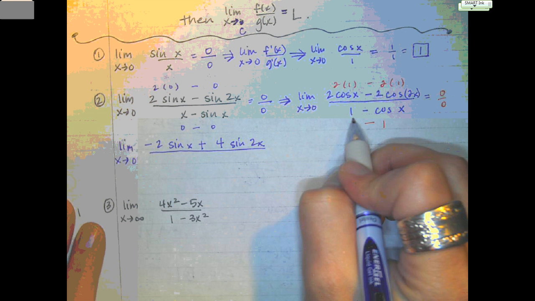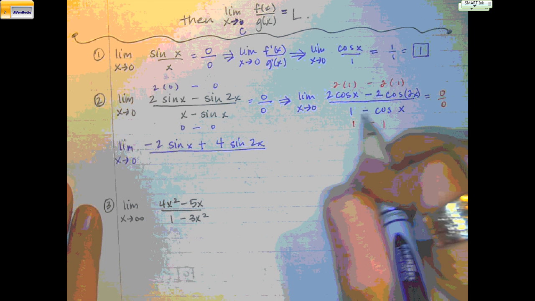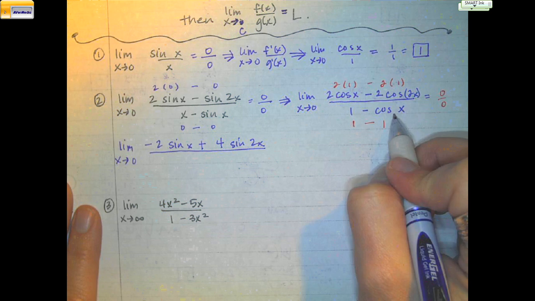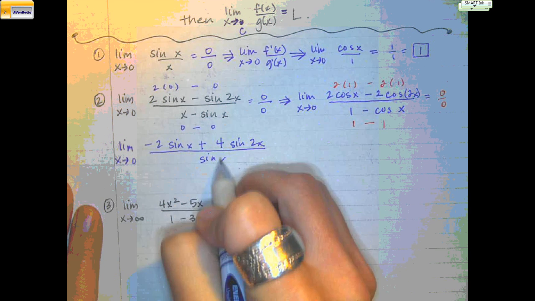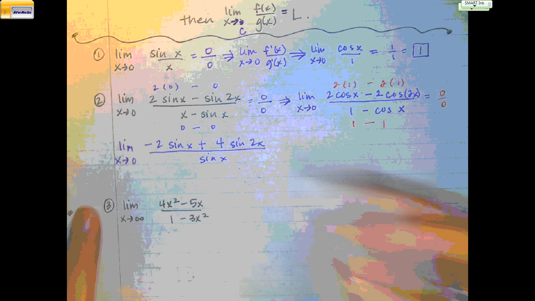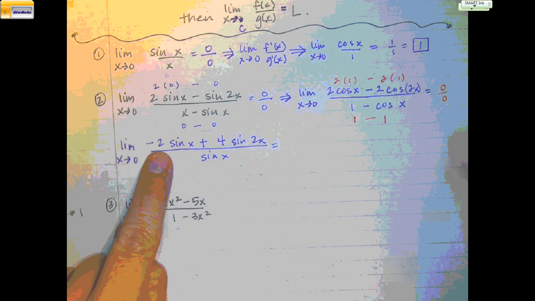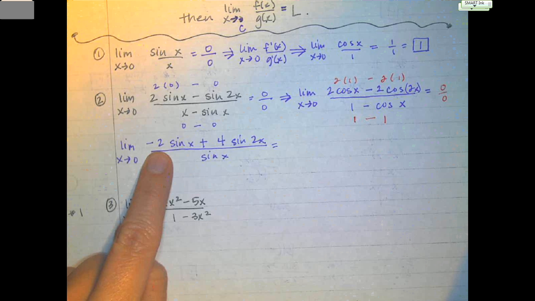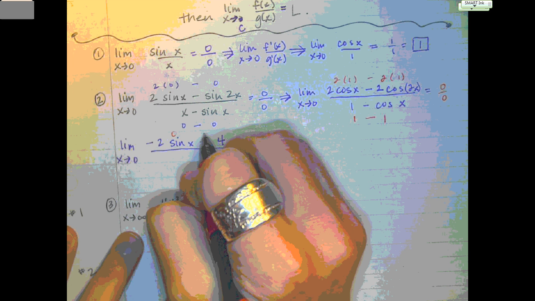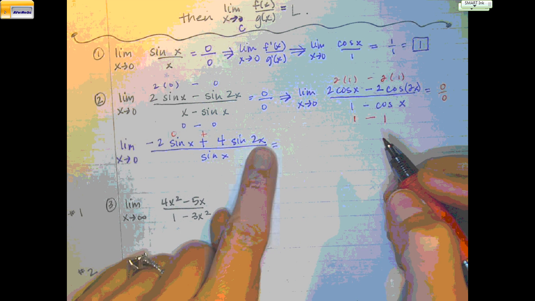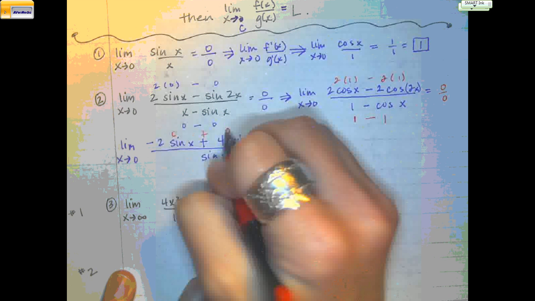Derivative of 1 is 0. I've got a negative, so the opposite of whatever the derivative of cosine of x is. Derivative of cosine is negative sine x. Why am I writing positive sine x? Because it was a negative. Good. All right, let's plug in 0. Negative 2 times sine of 0. That whole term is what? 0. Plus 4 times sine of 2 times 0. That whole term is 0. And on the bottom, sine of 0 is?